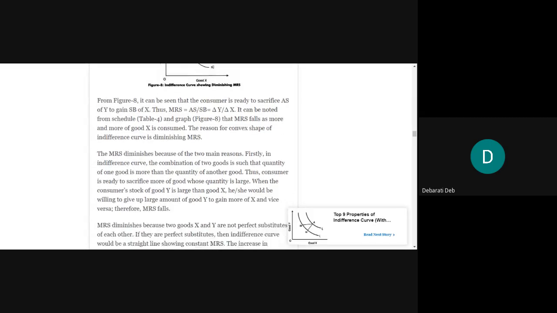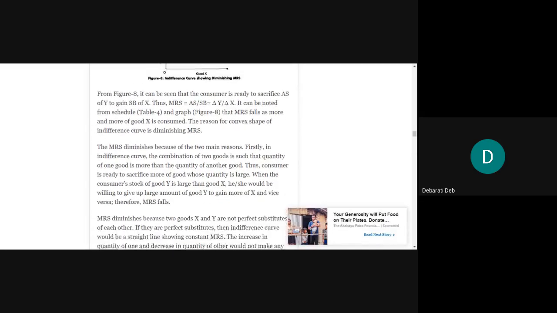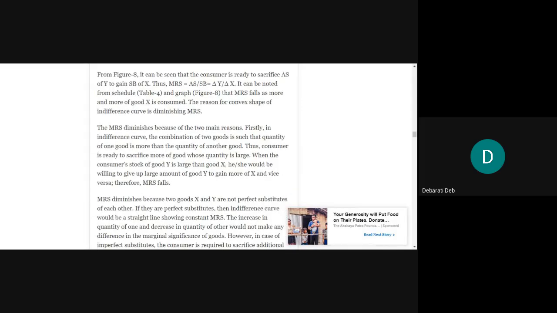Now there are two reasons for which the marginal rate of substitution actually diminishes. You have to understand the two reasons why. The MRS diminishes because of two main reasons. First reason is in indifference curve, the combination of two goods is such that quantity of one good is more than the quantity of another good, right? Because in the indifference curve, it has to be so that quantity of one good will be more than the quantity of the other good. That is how it will go on. You will be able to substitute one for the other.